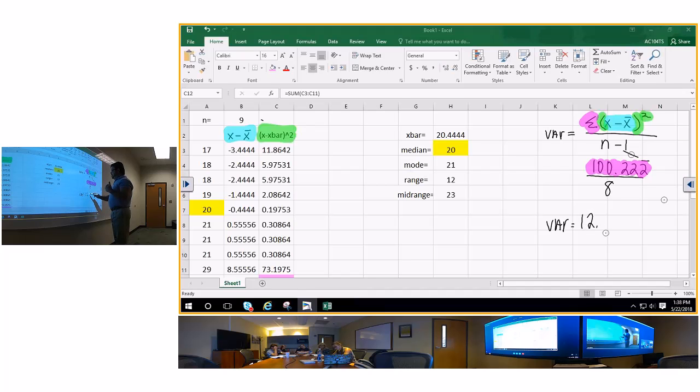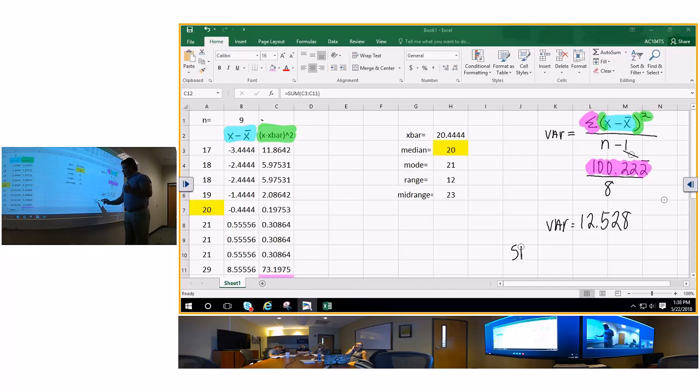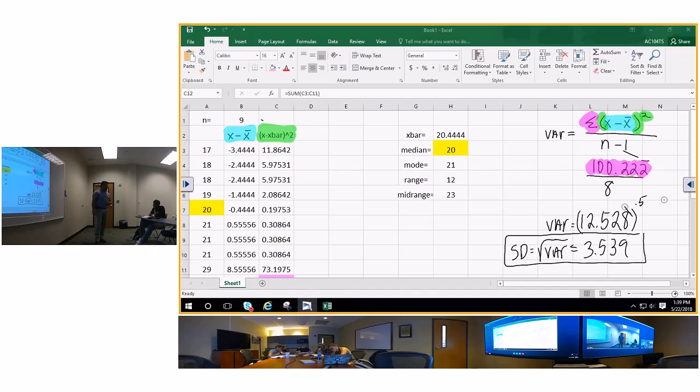12.528. Okay. Now, what did I say the standard deviation was? The standard deviation is equal to the square root of the variance. So that means take the square root of that number or raise it to the 0.5 power and give me that number. 3.539. And I circled standard deviation because that's one of our important numbers.